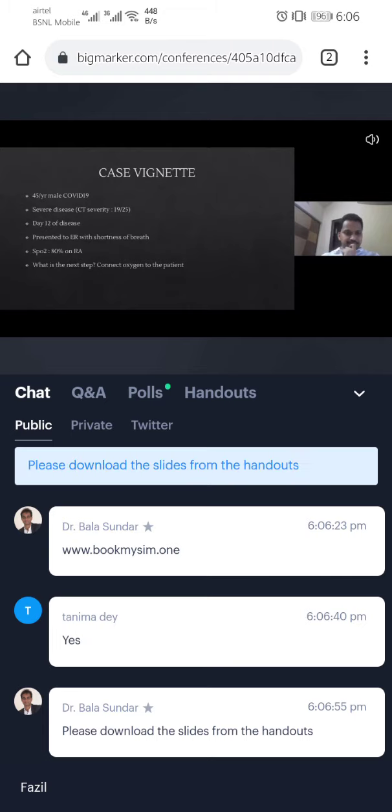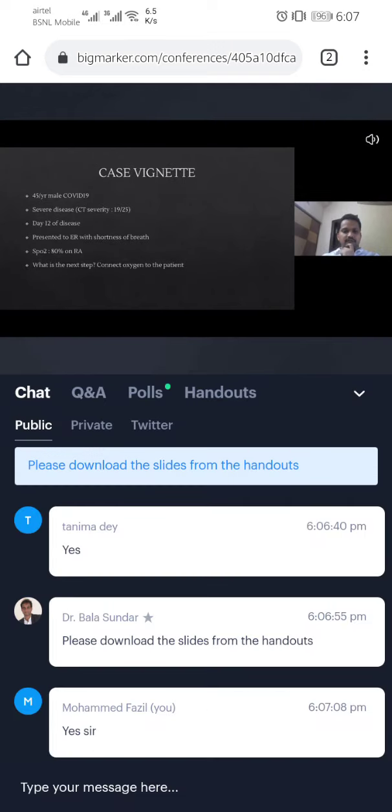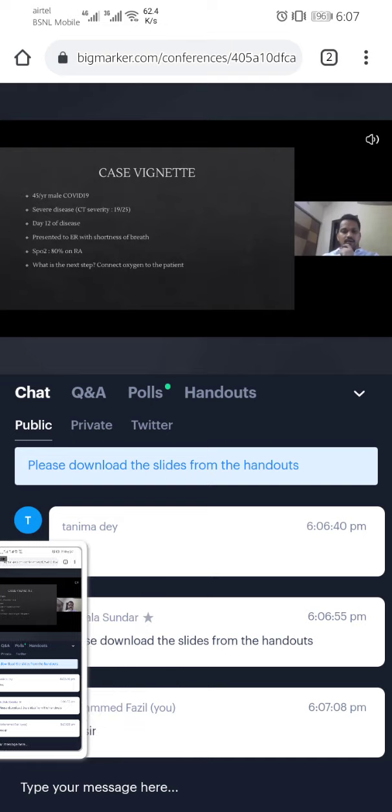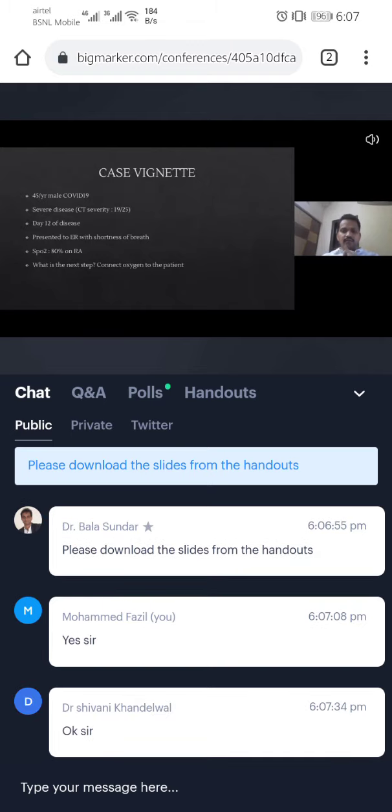Moving forward, there is a 45-year-old COVID-19 patient, a severe disease, that is a CT severity of 19/25. If there are a lot of young doctors in the audience, whenever you are discussing a COVID-19 patient with any of your colleagues, the things which you need to tell is whether it is an RT-PCR confirmed case. Once it is an RT-PCR confirmed case, then what is the CT severity?